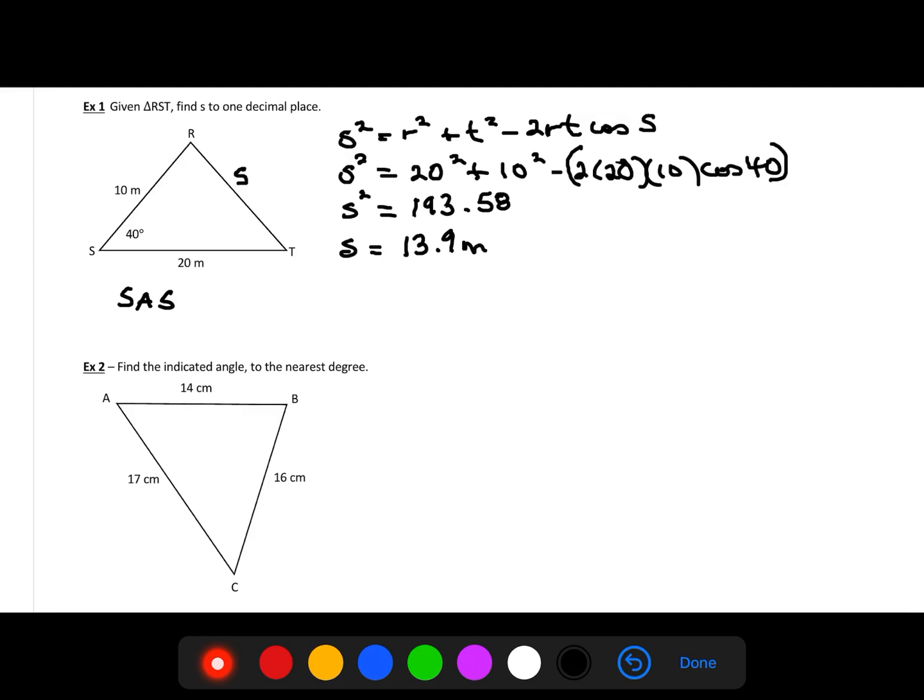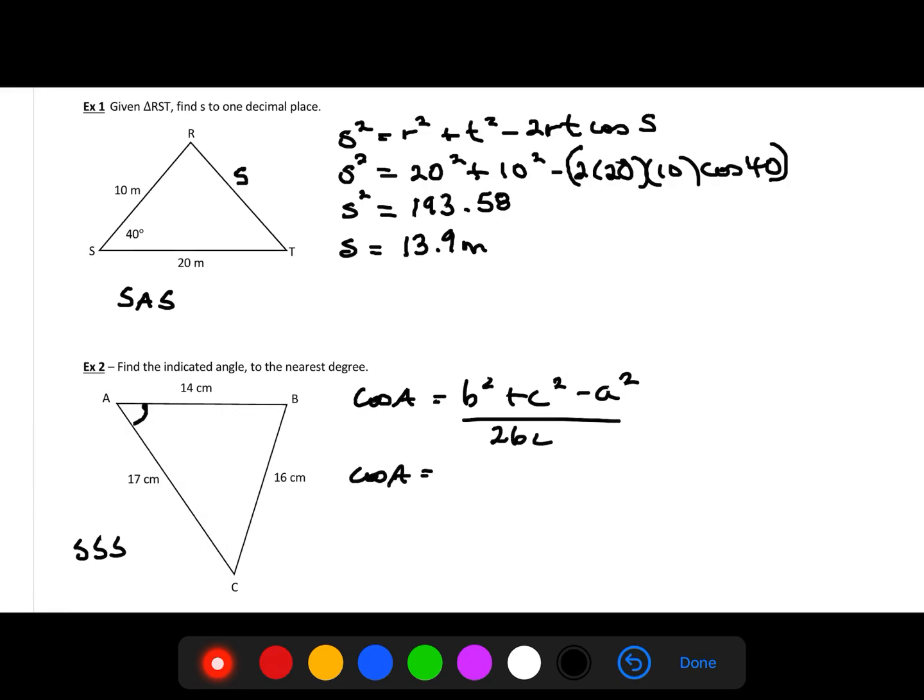When we do so, we get, rounding to one decimal place, 13.9 meters. Okay, so we know side S is equal to 13.9 meters. Second question here, we want to find our indicated angle, and our indicated angle is angle A. Again, right away we notice we have side, side, side, so we can't use sine law. So we're going to set up our cosine law.